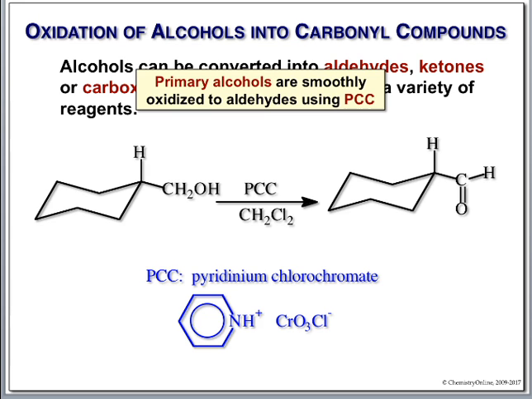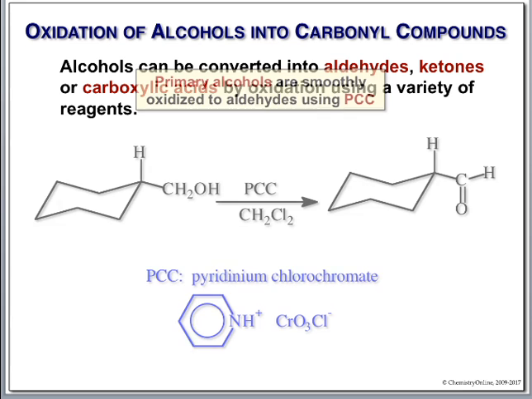Pyridinium chlorochromate, however, is like magic. It's a really nice reagent. Here we have a primary alcohol. With PCC and dichloromethane, we oxidize this smoothly to the aldehyde. Now that's magic because aldehydes are very sensitive. Aldehydes want to be carboxylic acids. But PCC is mild enough, it does it beautifully, and we get only the aldehyde.